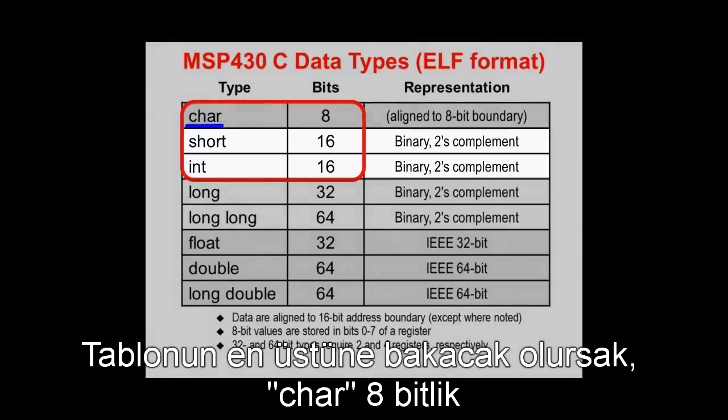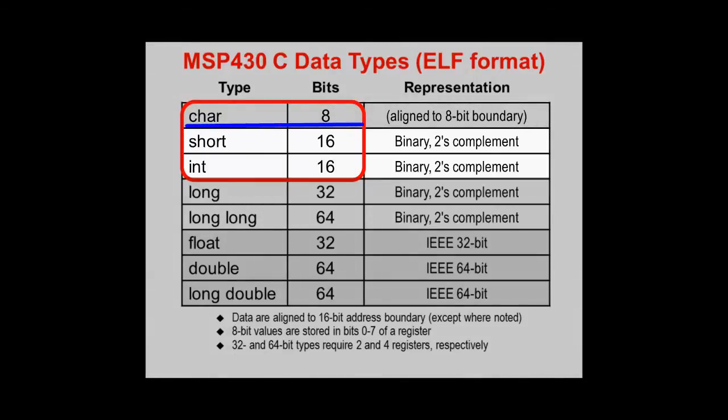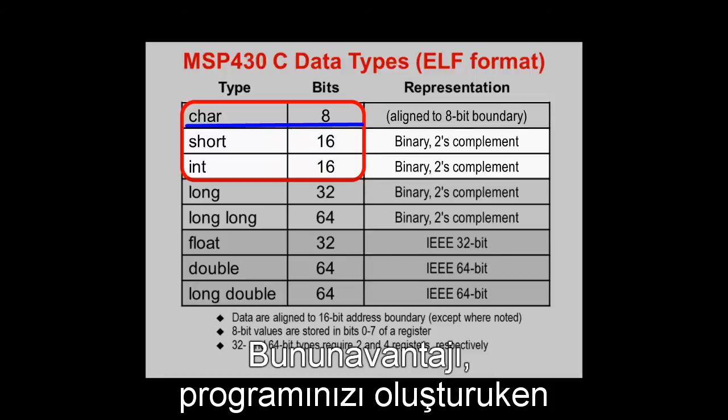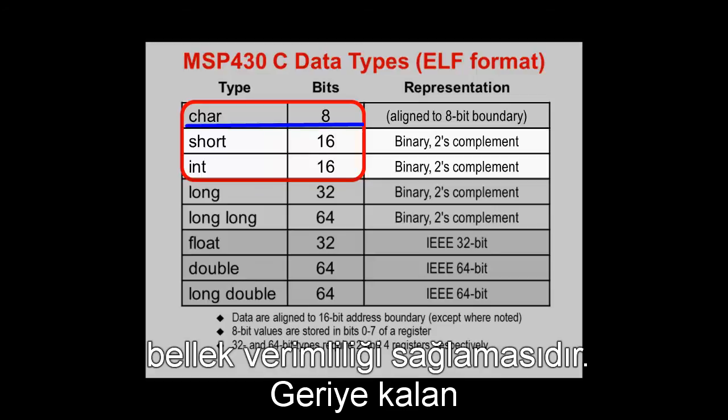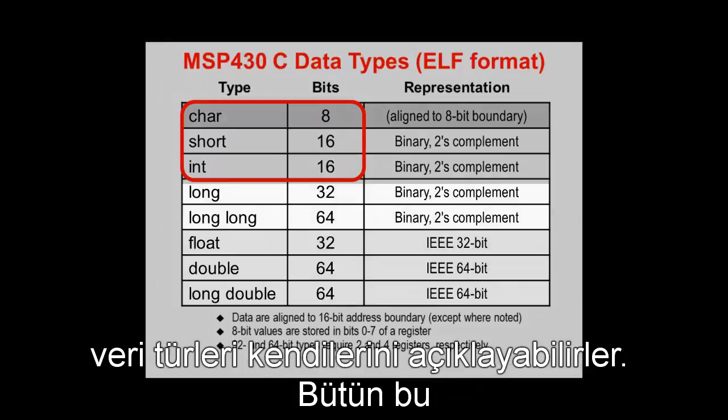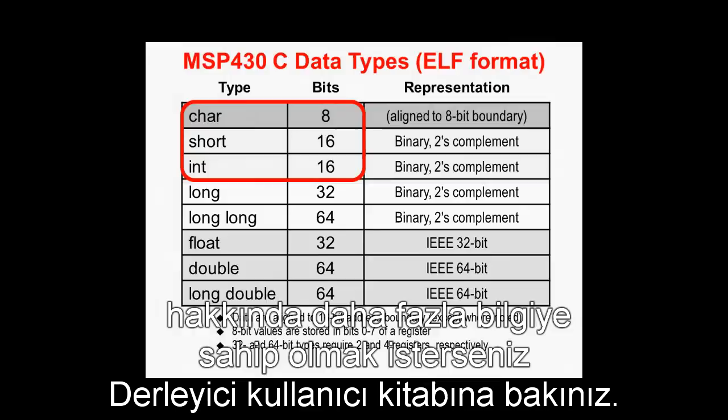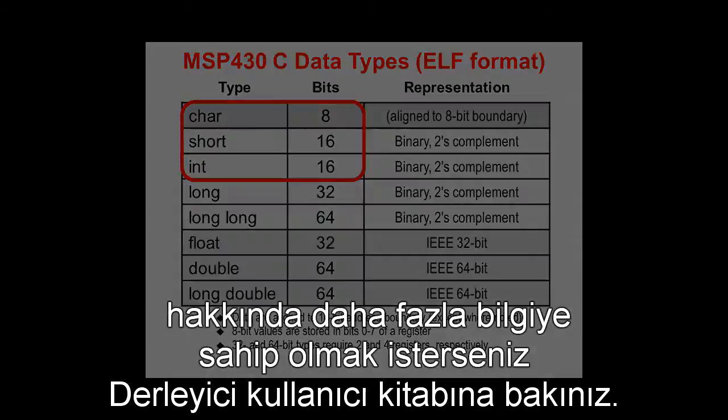If we go back to the top of this slide, thankfully we can see that the MSP430 is a byte addressable processor. Thus, chars, or if you like to call them chars, are 8 bits wide. The advantage to this is that it makes them a lot more memory efficient when we build our programs. Hopefully the remaining data types here are self-explanatory. If you want more information on all the compiler's data types, please refer to the Compiler User's Guide.